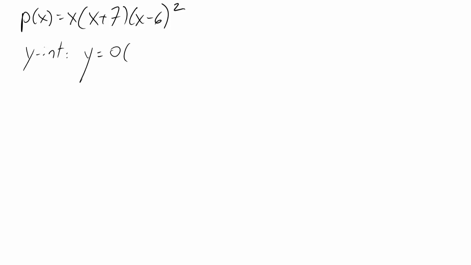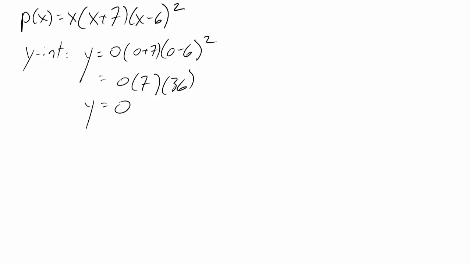So we have 0 times (0 plus 7) times (0 minus 6) quantity squared. So this leaves us with 0 times 7 times 36. The rest of this doesn't matter because we're multiplying times 0. That means everything here is going to be equal to 0. So that's our y-intercept. Now if they're asking you to write this as an ordered pair, that'll be the point (0, 0). The first 0 is from the 0 we put in for the x, and we found y to be equal to 0.